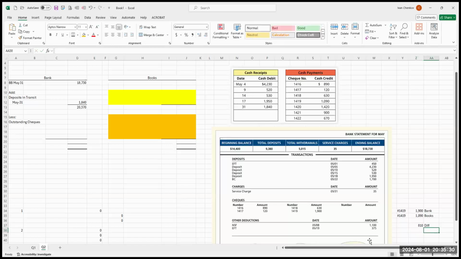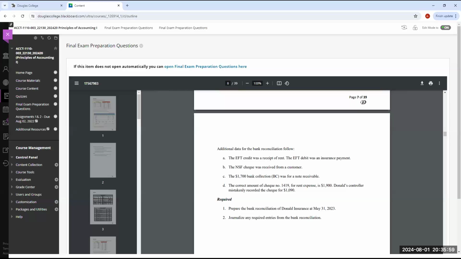What we have to see is who made a mistake. The bank made a mistake or we made a mistake. If the bank made a mistake, we have to adjust our bank balance. If we made a mistake, we have to adjust our books. For that reason, we're going to go back to the question and see what's happening in our question. In our question, we can see that we have the following information, which is the additional information.